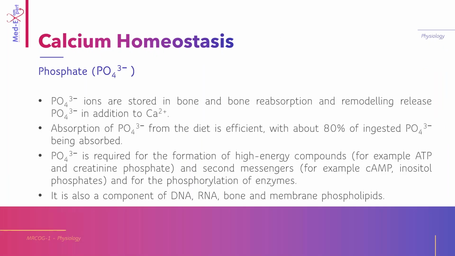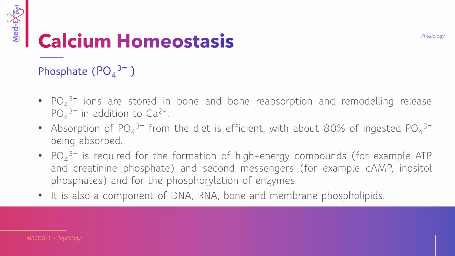Phosphate, of course, is not the main cornerstone of the session, but we know that phosphate is highly related to calcium, and the reabsorption and the remodeling process of the bone will affect both calcium and phosphate. Absorption of phosphate from the diet is efficient, unlike calcium. About 80% of the ingested phosphate is absorbed, and phosphate is required for formation of many compounds in the body, like ATP, creatine phosphate, second messengers like cyclic AMP, inositol phosphates, and the phosphorylation of many enzymes. It's a component of DNA, RNA, and the membrane phospholipids.